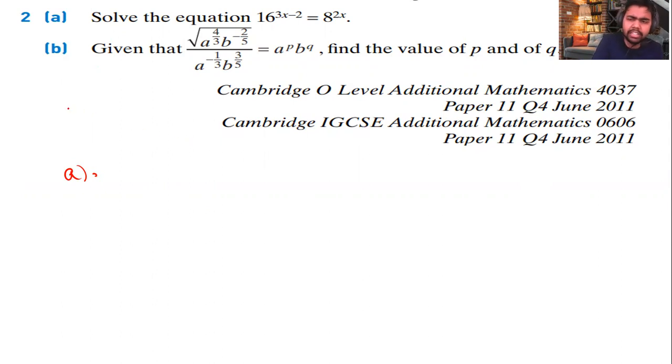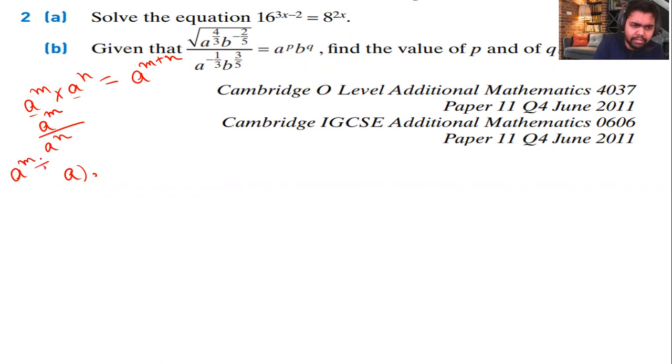Try to understand. There are some properties which we are going to use. You might know that if there is multiplication like this, and the base is the same, a to the power m and a to the power n, then it would be just m plus n. The powers are added together. And if there is division, a to the power m divided by a to the power n, the powers are subtracted.